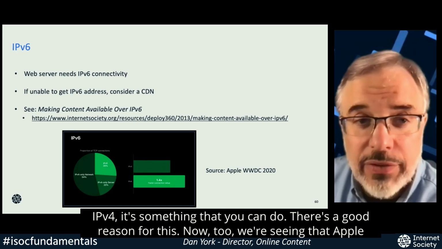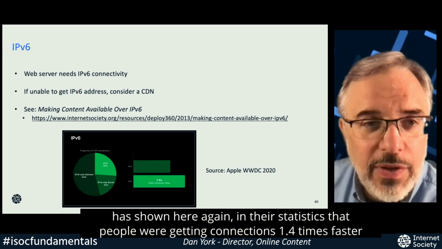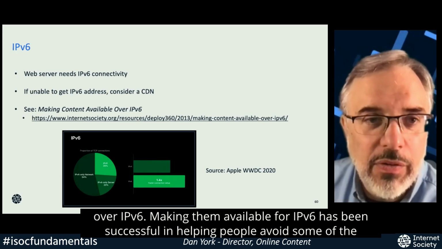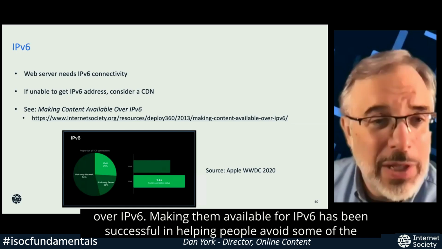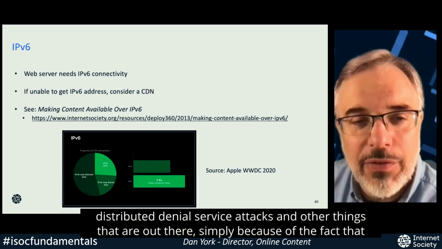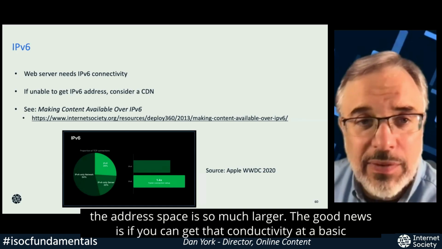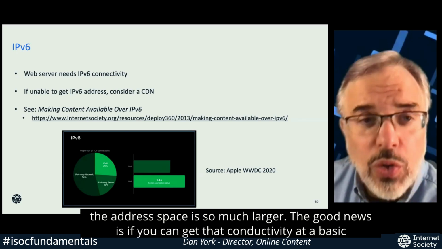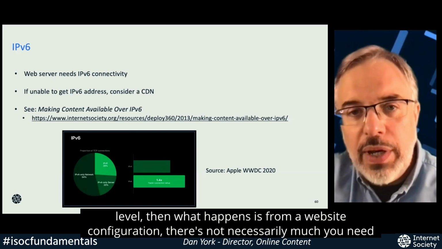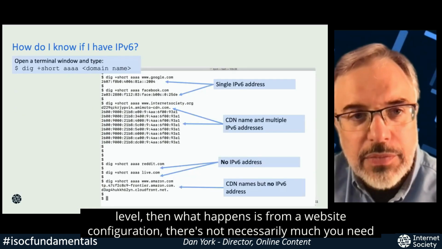There's a good reason for this now, too. We're seeing that Apple has shown here again in their statistics that people were getting connections 1.4 times faster over IPv6. Making sites available over IPv6 has been successful in helping people avoid some of the distributed denial of service attacks and other things that are out there, simply because the address space is so much larger. The good news is, if you can get that connectivity at a basic level, then from a website configuration standpoint, there's not necessarily much you need to do.